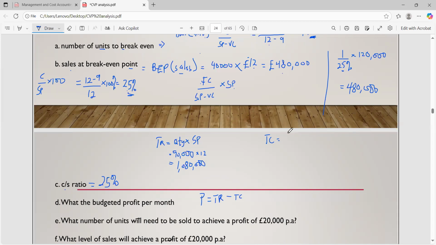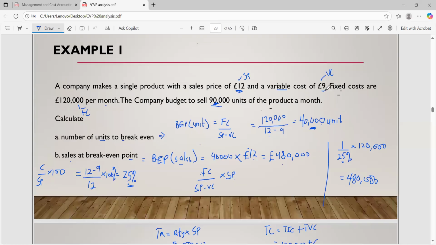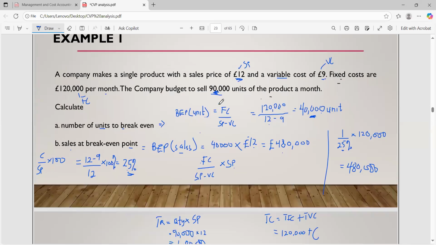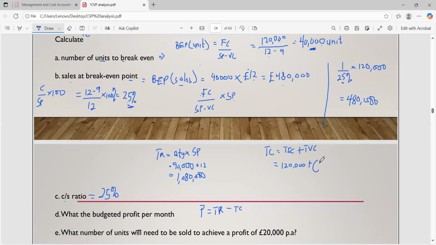Okay. Then total cost, like we know, is equal to total fixed cost plus total variable cost. And we know total fixed cost, according to our question, is 120,000. How do we determine our total variable cost? It's the variable cost per unit, which is 9, times the quantity of 90,000 units. So 9 times 90,000.